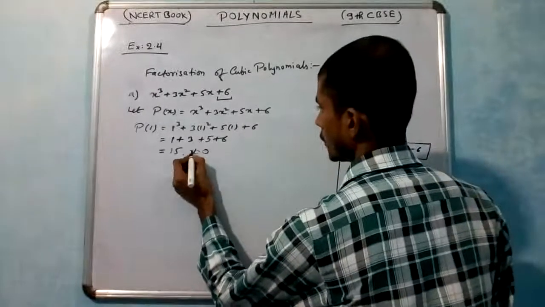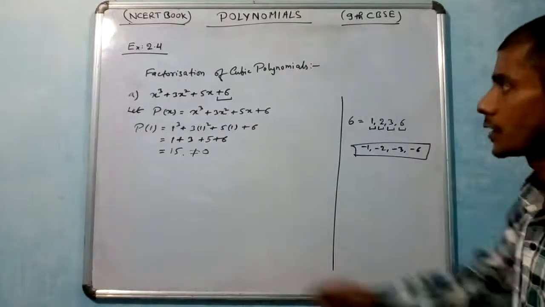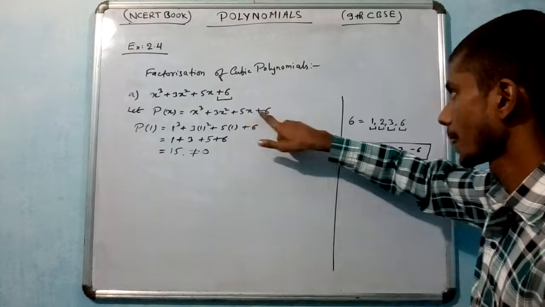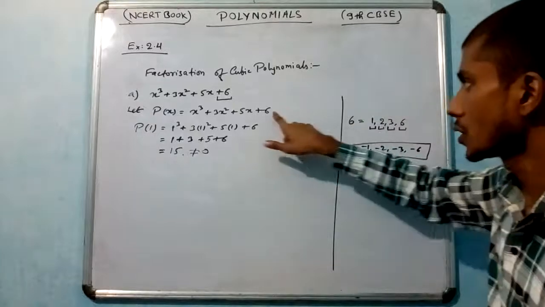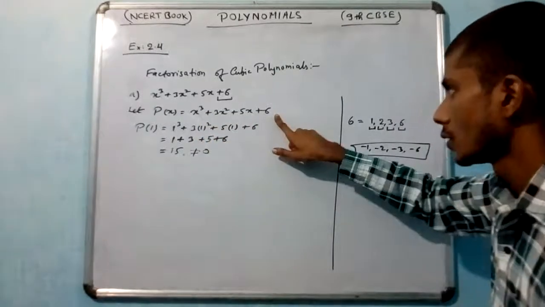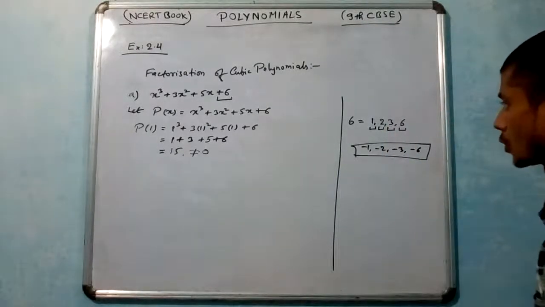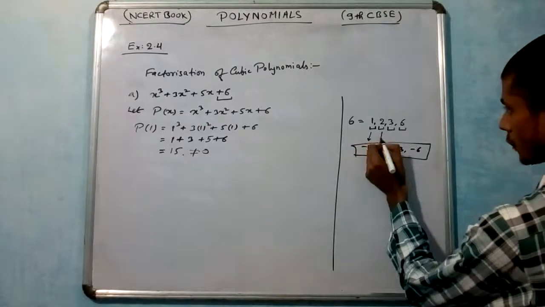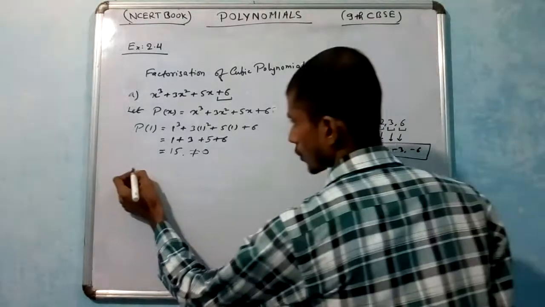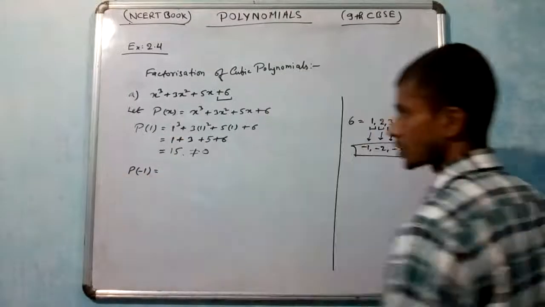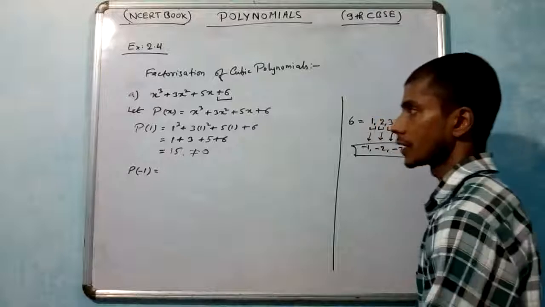Not equal to 0. Okay, so we will check for P of 2, P of 3, P of 6. But what actually here you can see is all are plus. So whatever positive value you take, it will never give you 0. It will get added and give some other value except 0. So we should check for minus also. Let us check for P of minus 1.